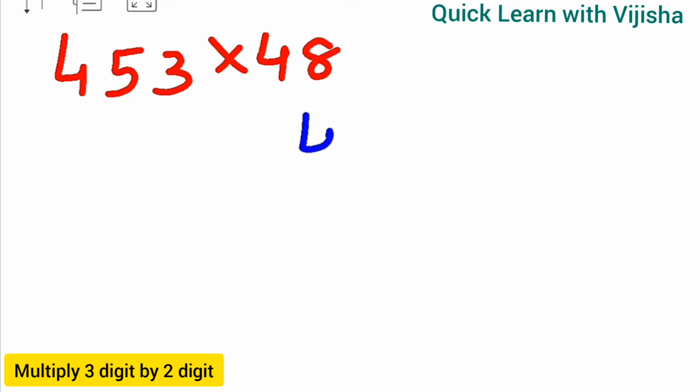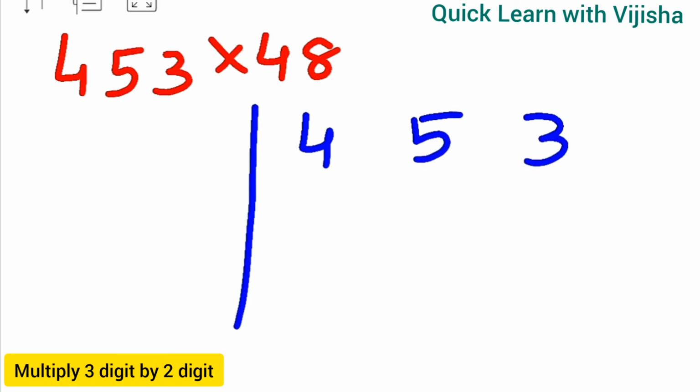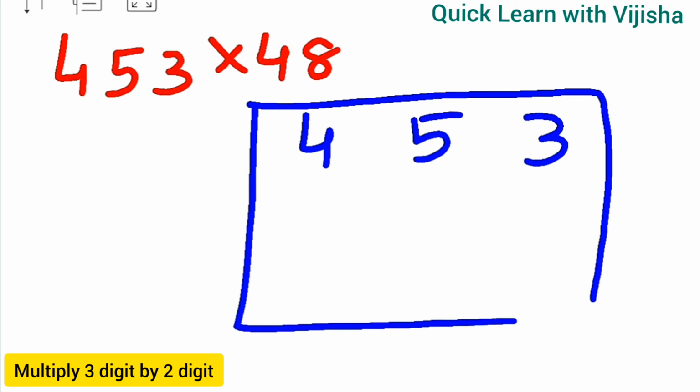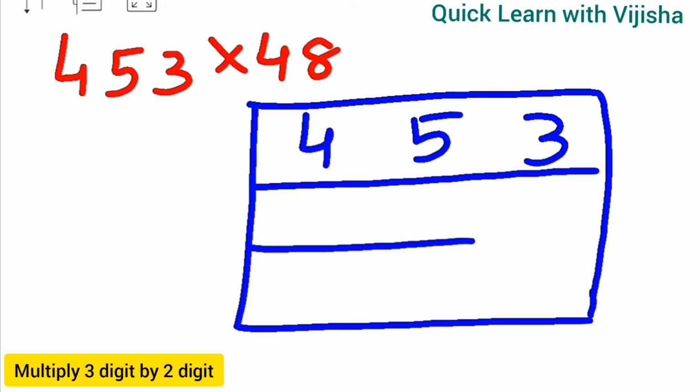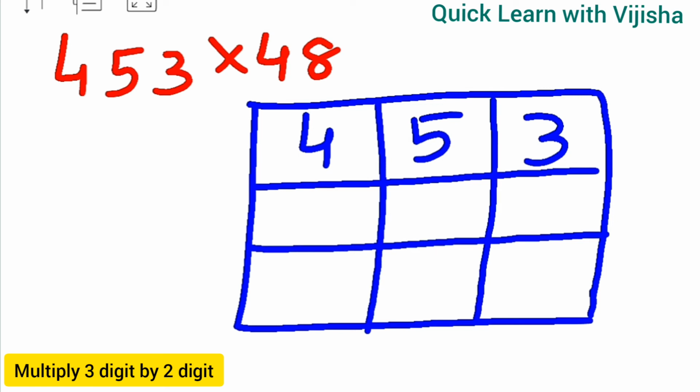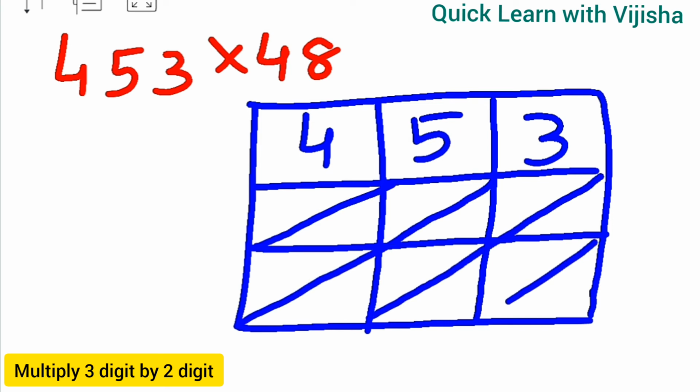We will write here 4, 5, 3. We have separated the numbers. We'll make a box type. This is called lattice method actually. So this way I have prepared one box. We will separate these boxes. Understanding, children? I have separated these boxes, joining all the dots.